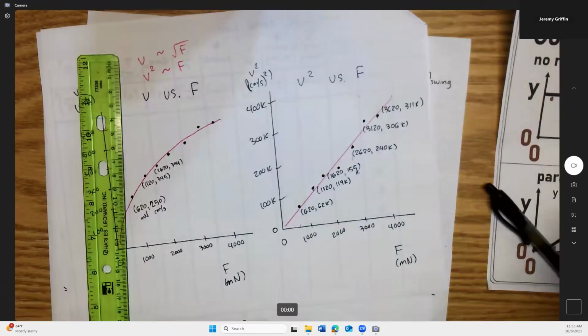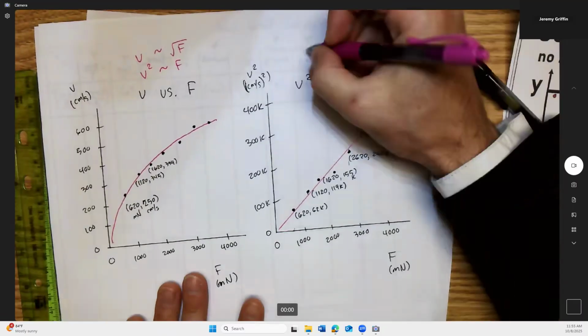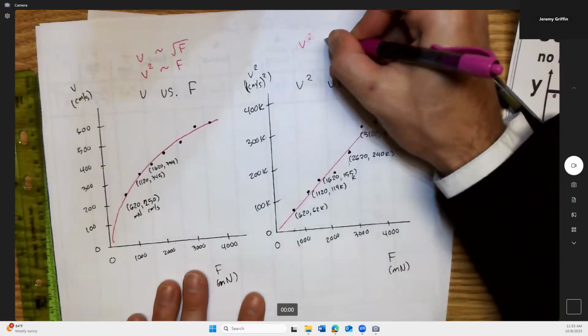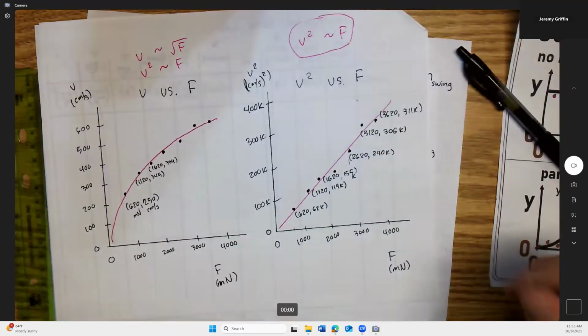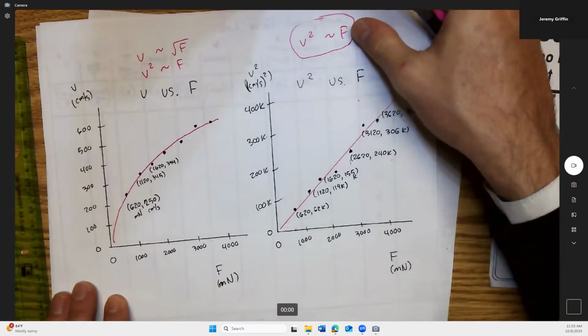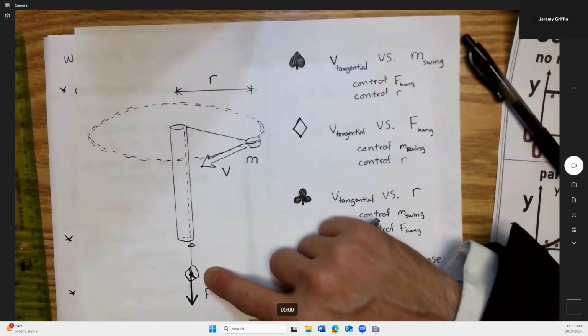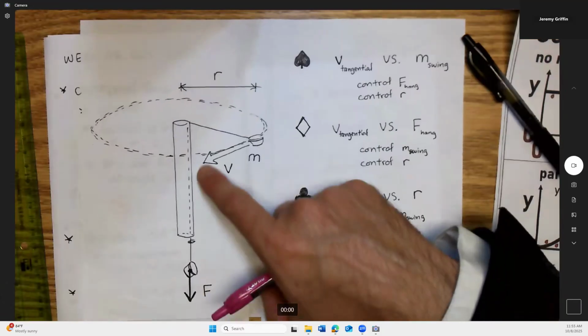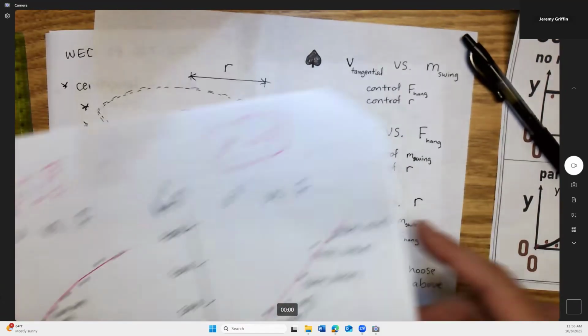Okay, nice. So you can say then that the speed squared is proportional to the force, right? Where here, that force directly means the hanging weight. Is that hanging weight right there the same thing as the tension of the string? It's the same force, right?